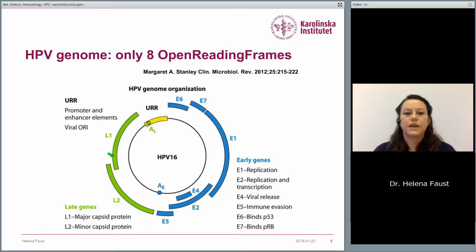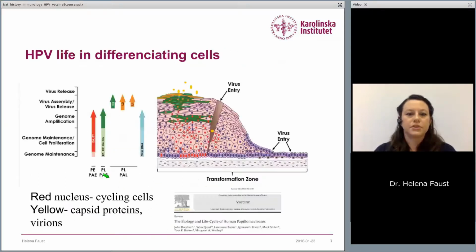That means it encodes a larger protein. Same with the late genes. L1, the major capsid protein, and L2, the minor capsid protein, are also large, about 500 base pairs. So L1, L2, and E1 take up the majority of the base pairs of the genome.